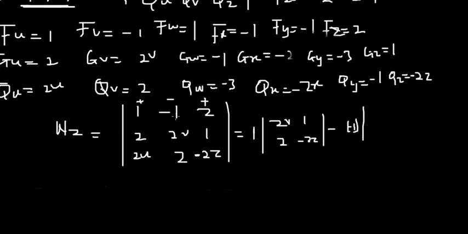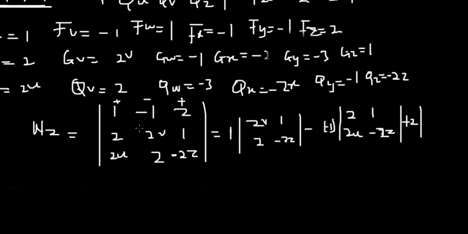So we have this side cut off. So we have 2, 1, 2u minus 2z. So we have 2, 1, 2u minus 2z. Okay, and then we proceed to positive 2. We take the determinant. So we have this side.